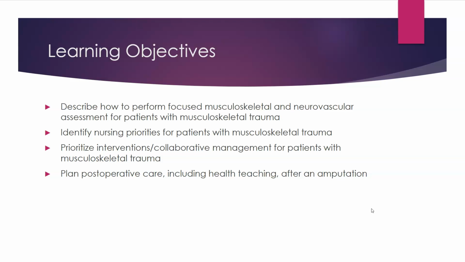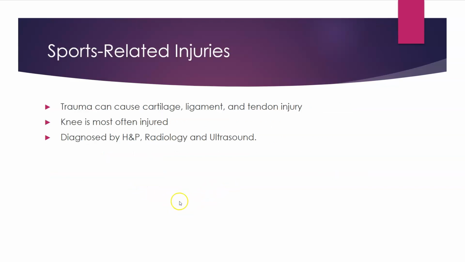Some of our learning objectives with this: we're going to be talking about doing a focused assessment on musculoskeletal and neurovascular trauma. So we're going to identify nursing priorities for patients with musculoskeletal trauma. We'll talk about interventions and collaborative management for those patients, and we're going to plan for postoperative care after an amputation.